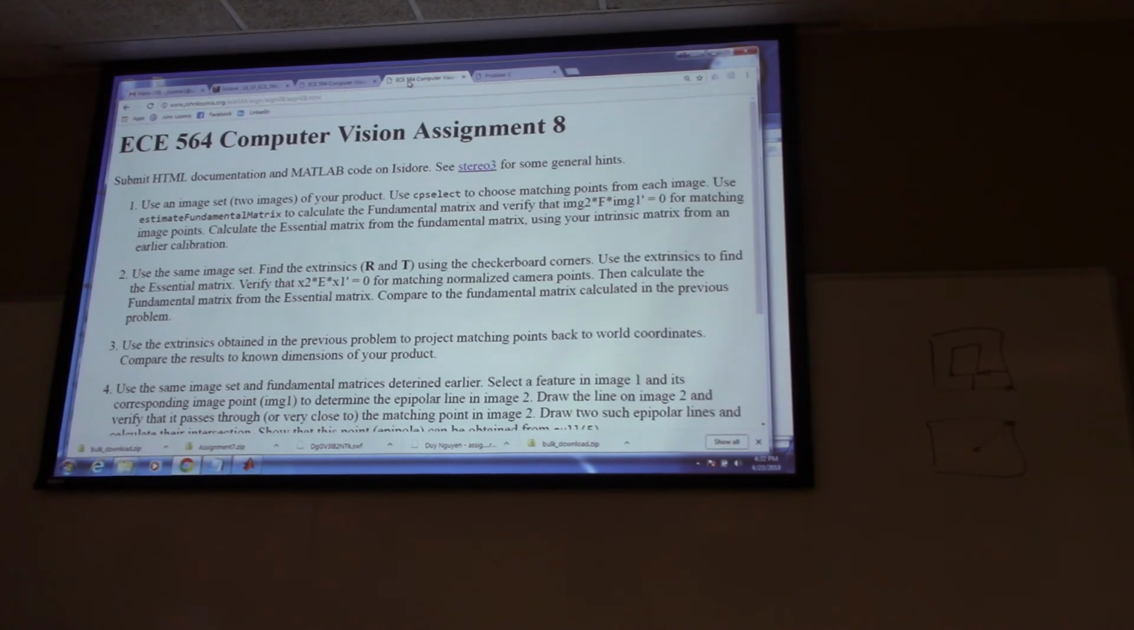So problem 2 is we are going to use the extrinsics to calculate the essential matrix. And then from that, we're going to calculate the fundamental matrix. And then we're going to see how that compares to the one in the previous problem. So let's see how that went.